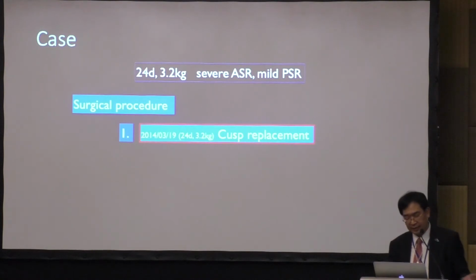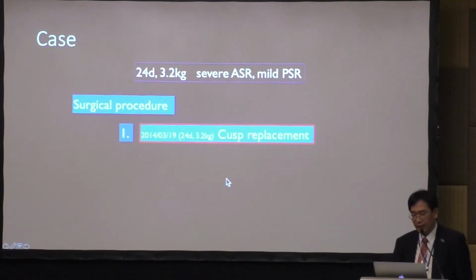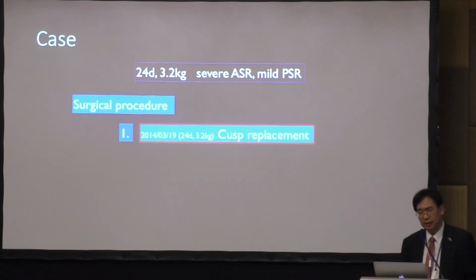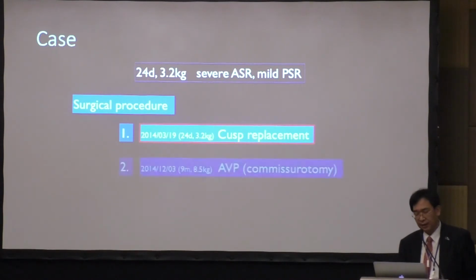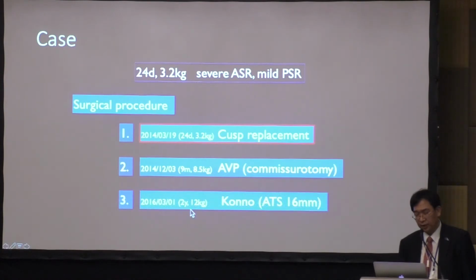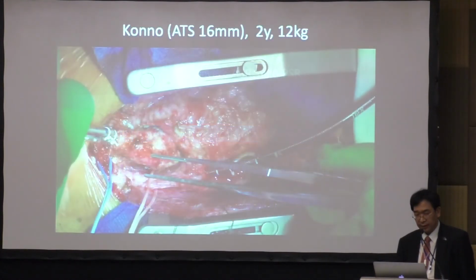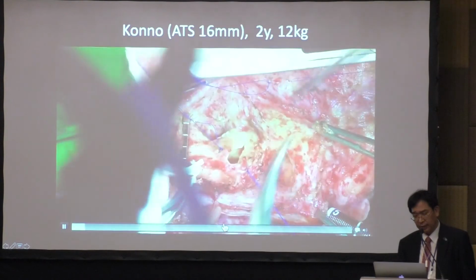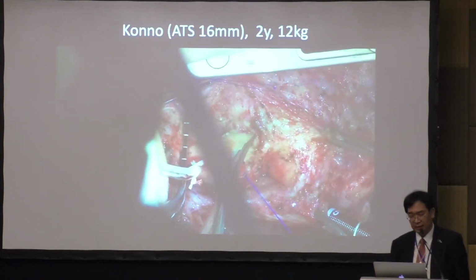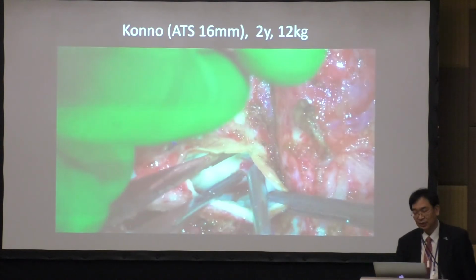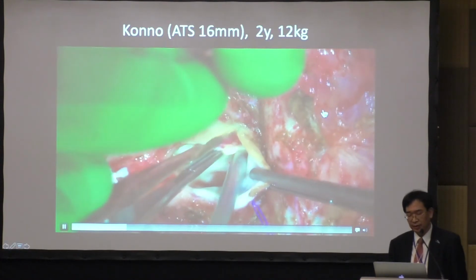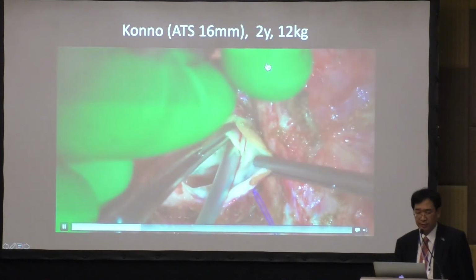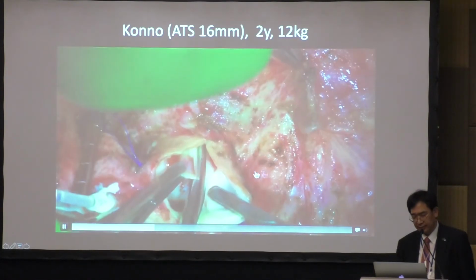So I show one case: 24 days old, 2 cusp reconstruction, replacement. Around 5 years ago, I had to operate on this patient. A second reintervention on the aortic valve at 9 months. And at 2 years old, less than 3 years old, I did make a Konno. You can see this one. Anyway, this is not the target today, just a Konno operation at 12 kilograms, 2 years, using a 16 millimeter ATS valve.